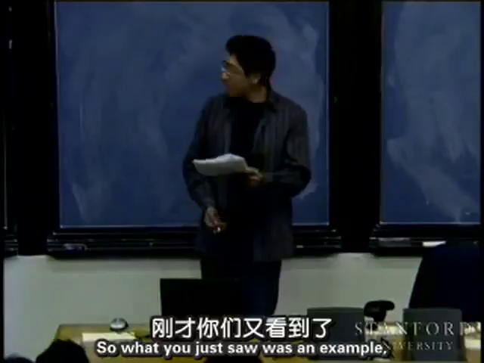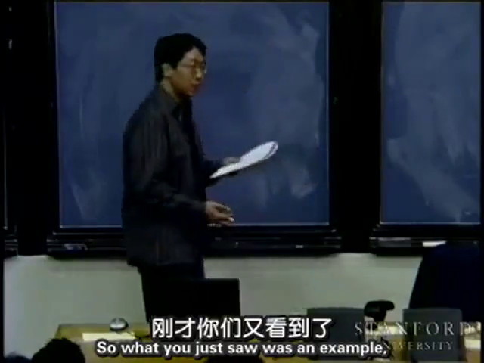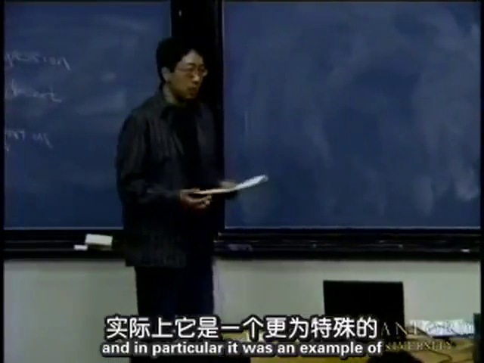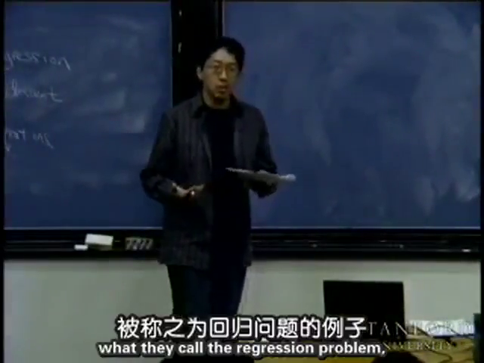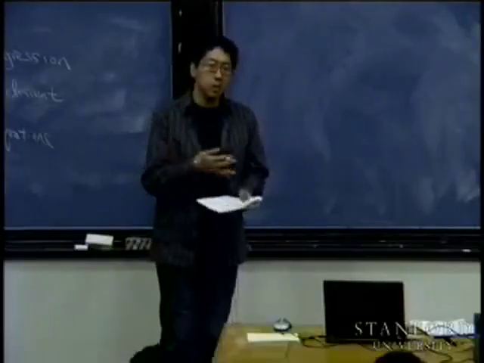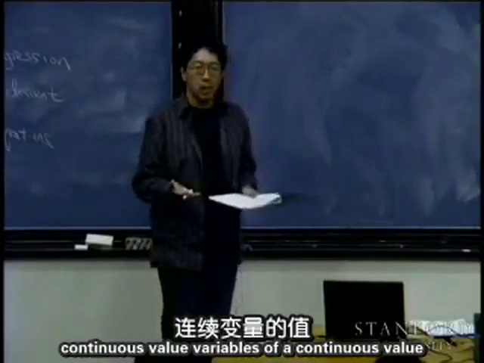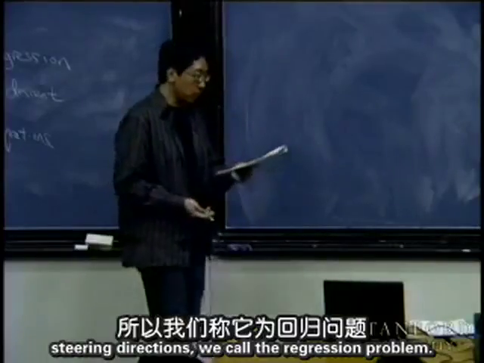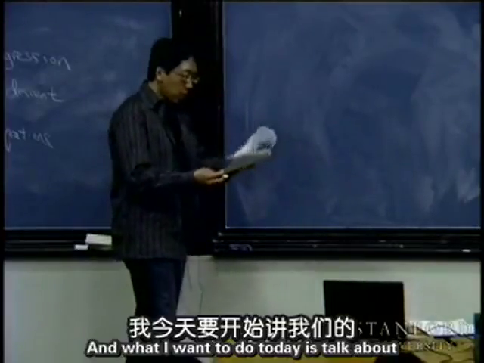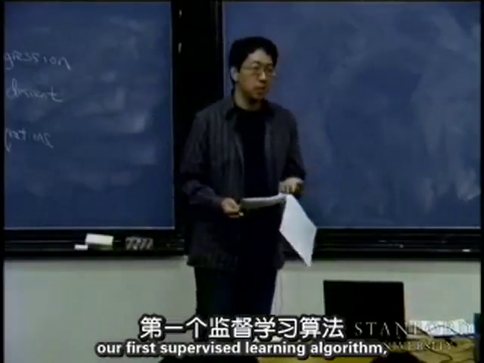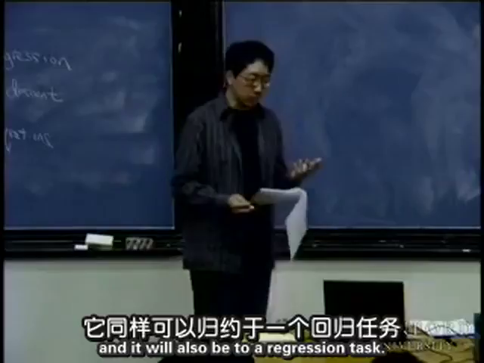What you just saw was an example, again, of supervised learning, and in particular, it was an example of what I call the regression problem, because the vehicle is trying to predict a continuous value variable, continuous value steering directions. We call it a regression problem. And what I want to do today is talk about our first supervised learning algorithm, and it will also be for a regression task.